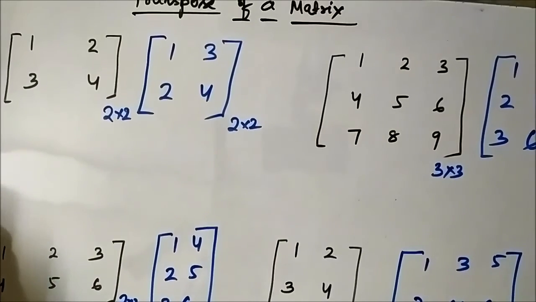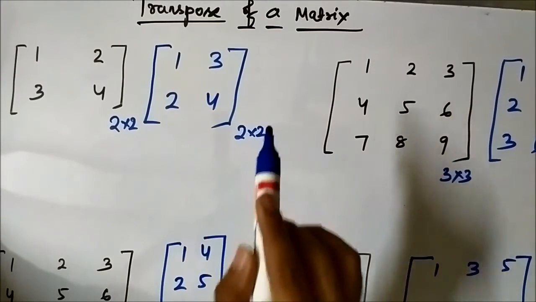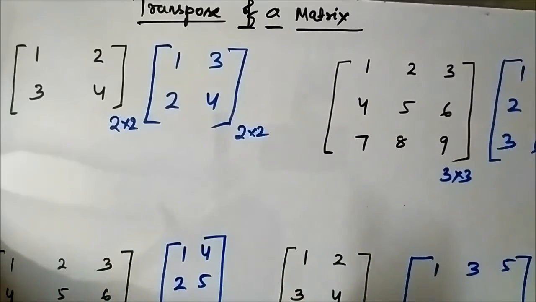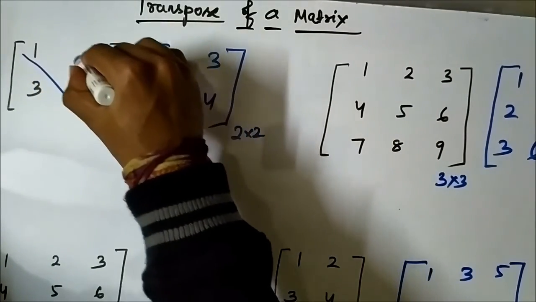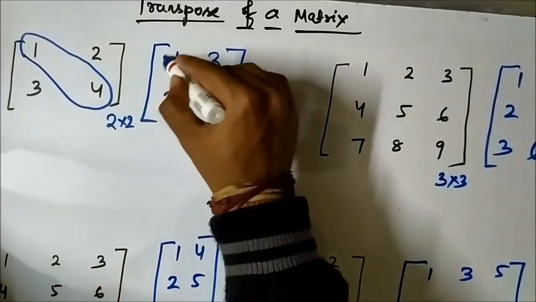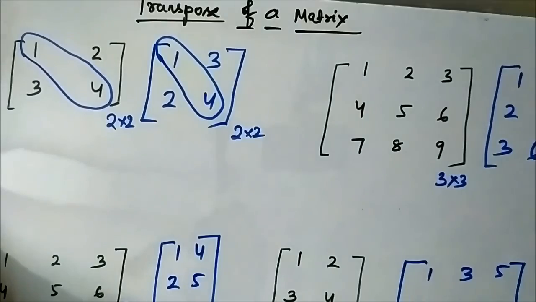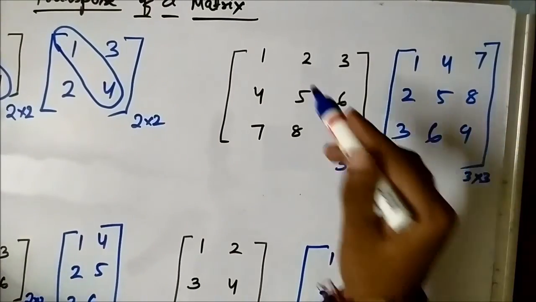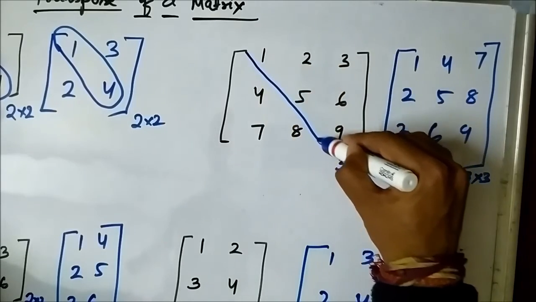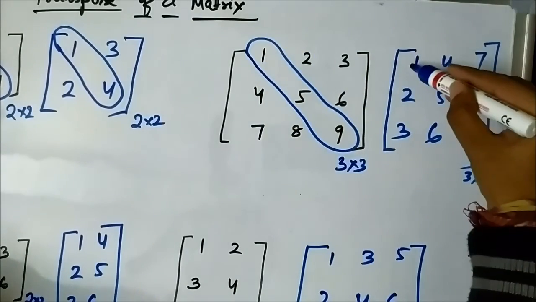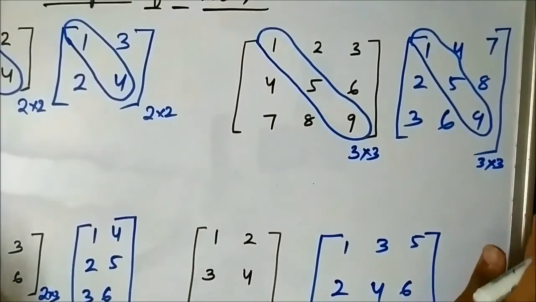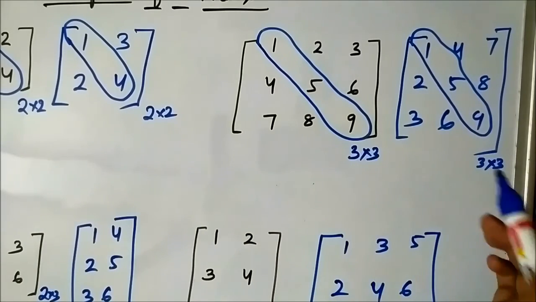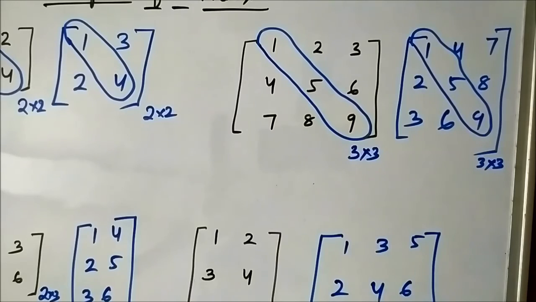Now another interesting property with respect to the transpose of a matrix, which is applicable only for square matrix, is that whenever you determine the transpose of a matrix, the principal diagonal elements will always stay the same. Here the principal diagonal elements are 1, 4. In the transpose also, the principal diagonal elements remain the same. They are not interchanged. Here the principal diagonal elements are 1, 5, 9. Here also the principal diagonal elements are 1, 5 and 9. So whenever you calculate the transpose of a matrix, the principal diagonal elements stay the same. Okay.